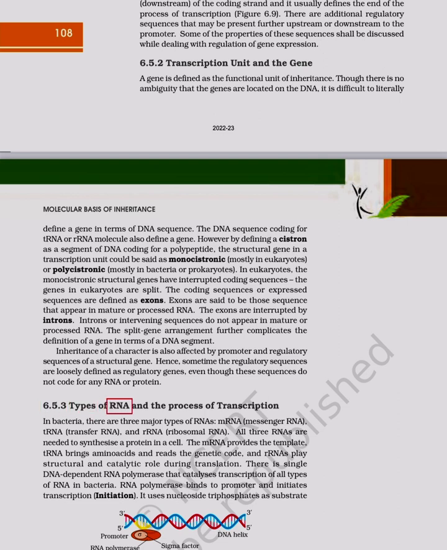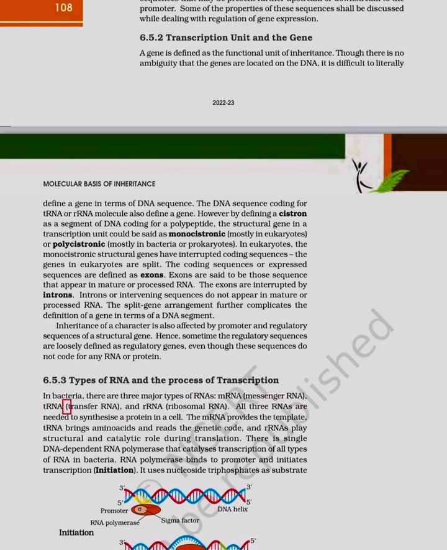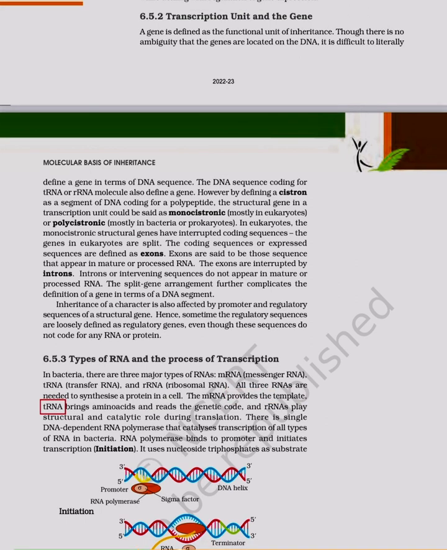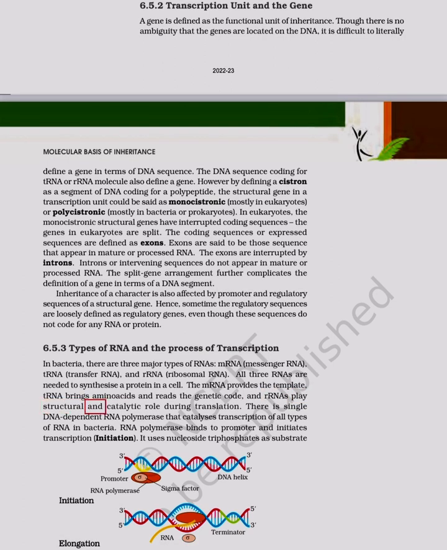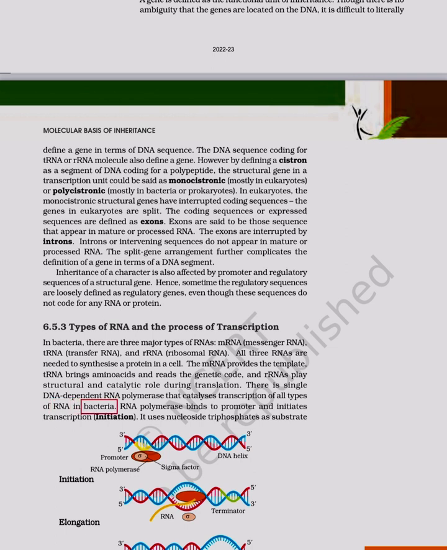6.5.3 Types of RNA and the process of transcription. In bacteria, there are three major types of RNAs: mRNA (messenger RNA), tRNA (transfer RNA), and rRNA (ribosomal RNA). All three RNAs are needed to synthesize a protein in a cell. The mRNA provides the template, tRNA brings amino acids and reads the genetic code, and rRNAs play structural and catalytic roles during translation. There is a single DNA-dependent RNA polymerase that catalyzes transcription of all types of RNA in bacteria.